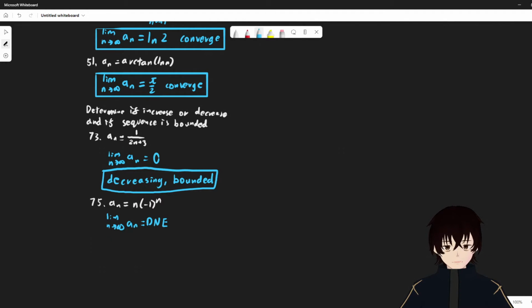So this is non-monotonic and not bounded. It goes towards infinity. It does not have an upper and lower bound.